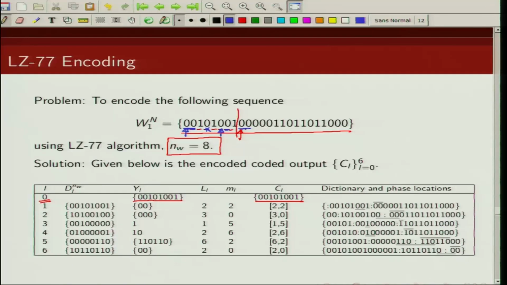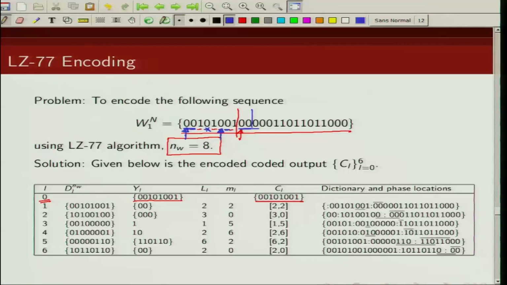What about 0, 0, 1? Do we have a match of 0, 0, 1? So where are the two places we had a match? We had a match at this location, but this is 0, 0, 1. So we don't have a match of 0, 0, 0. What about this? Do we have a match of 0, 0, 0? The answer is no, because this is 0, 0, 1. So the largest substring that is matched with the symbols in the dictionary is 0, 0. So the substring y1 is 0, 0. That's what I'm writing.